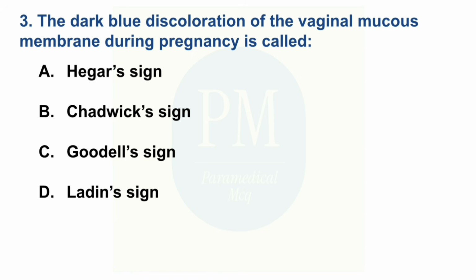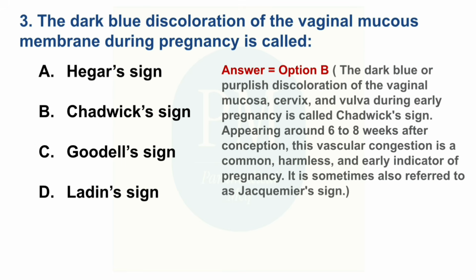The dark blue discoloration of the vaginal mucous membrane during pregnancy is called: option A, Hegar's sign; option B, Chadwick's sign; option C, Goodell's sign; option D, Ladin's sign. The correct option is option B, Chadwick's sign.